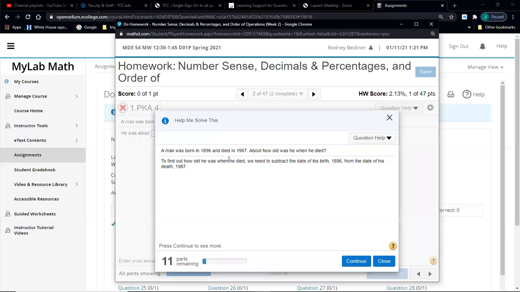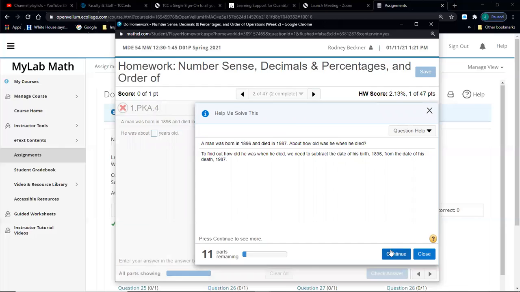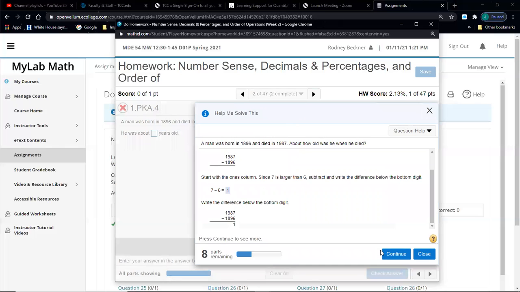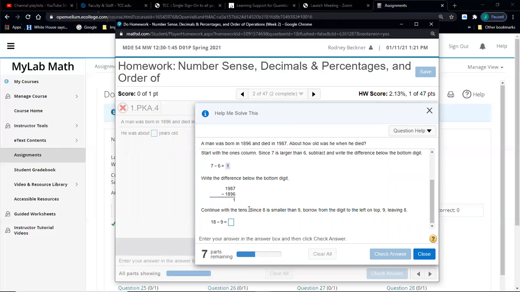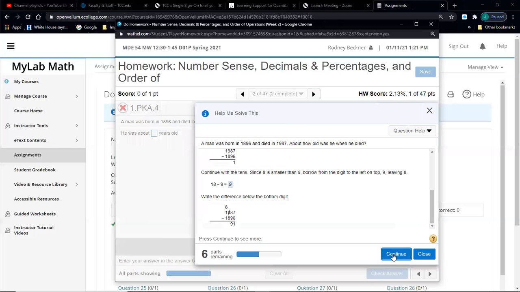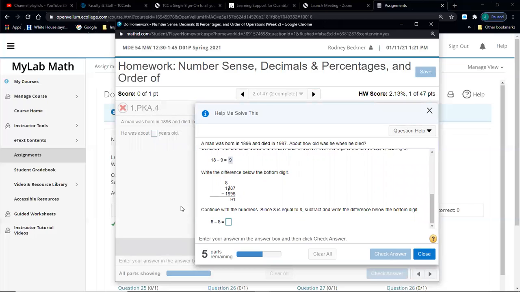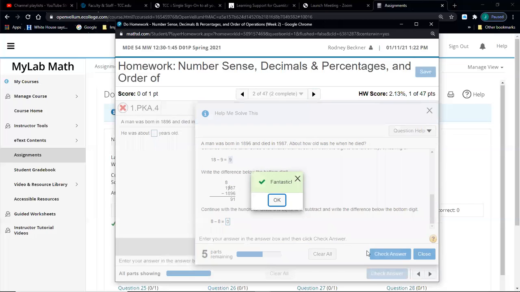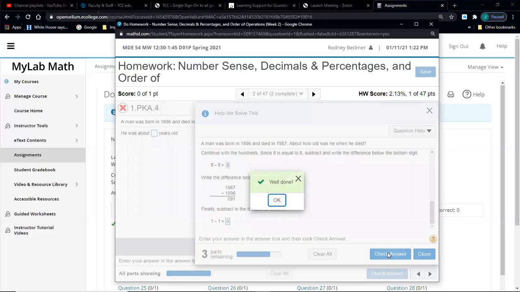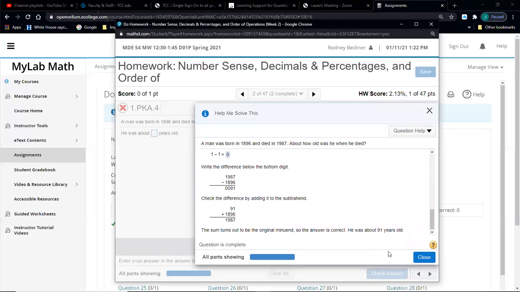So here's a different problem. How old is someone if they died, blah, blah, blah. So continue, continue, continue. So we do this, 1. Continue. 18 minus 9 would be 9. Continue, continue. 8 minus 8 is 0. Continue, continue. 1 minus 1 is 0. This one is very tedious. All right, so there we go. The sum turns out to be blah, blah, blah. He was about 91 years old.